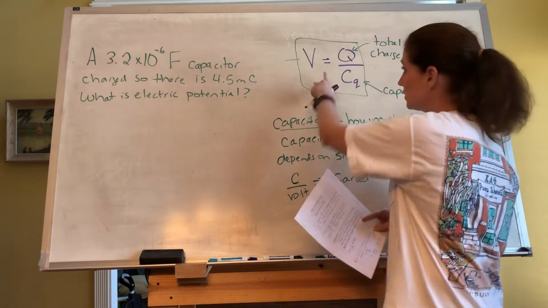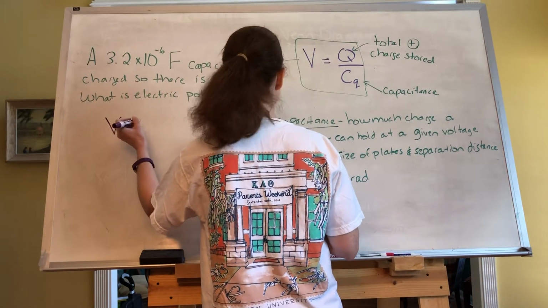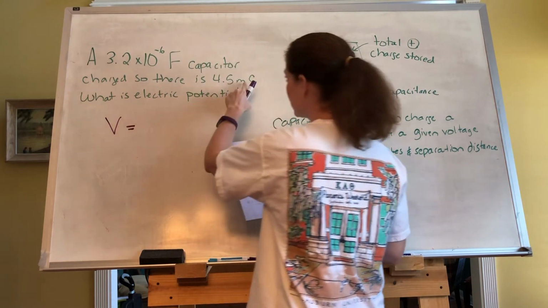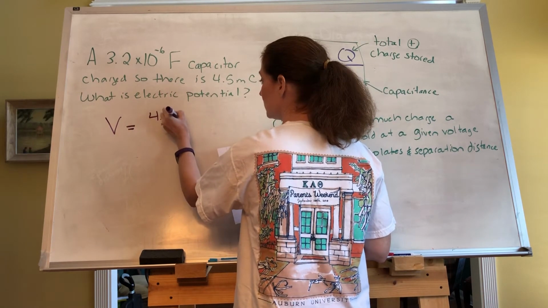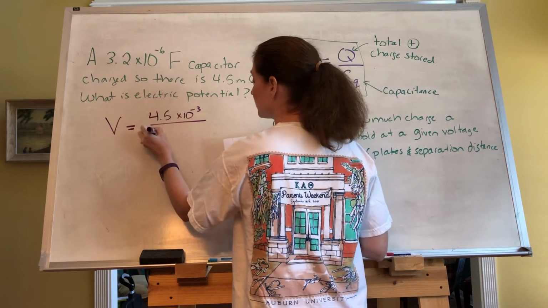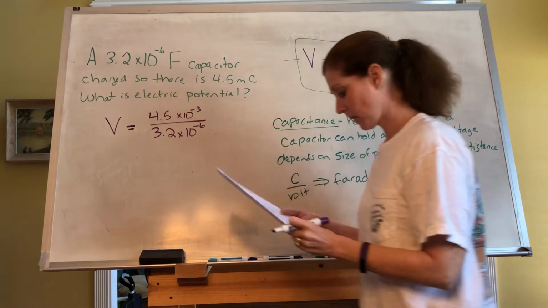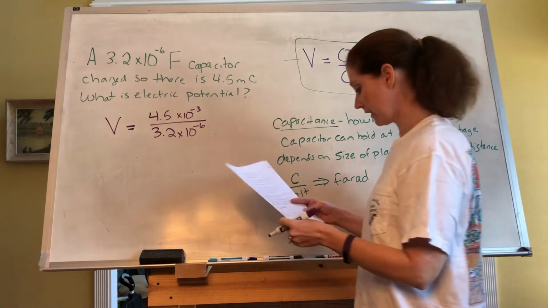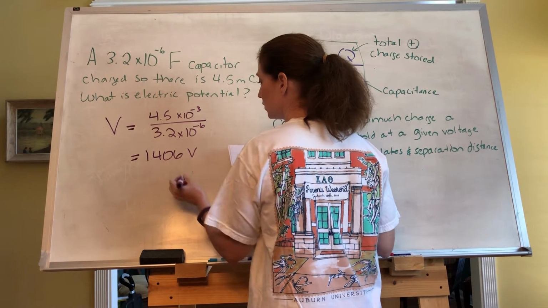So we're just going to use our equation right here. We've got volts is Q, which is our 4.5 millicoulombs, so we make sure we change that into coulombs, and then our farads for our capacitance. All right. Calculating that out, you should get 1406 volts.